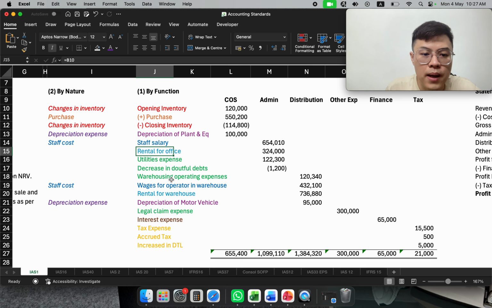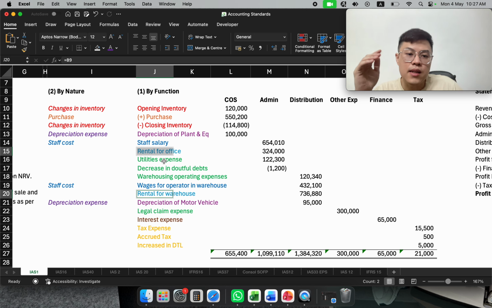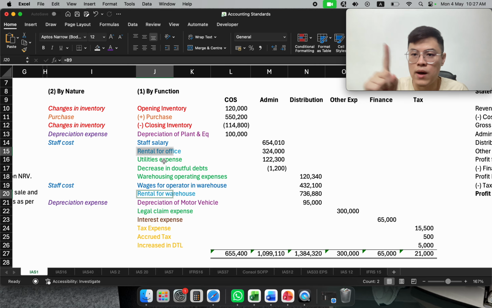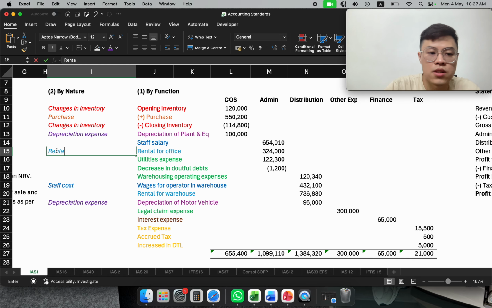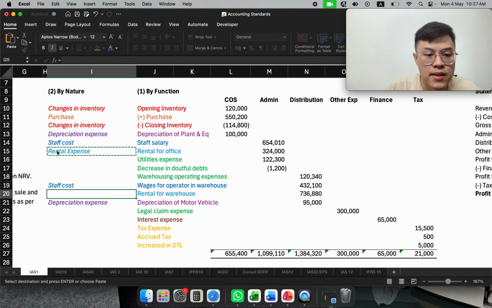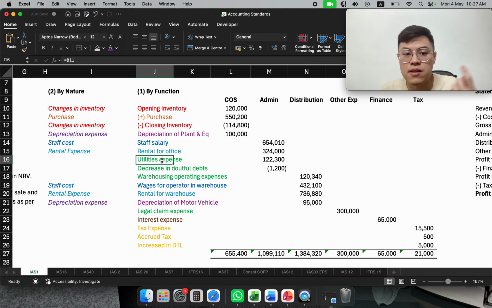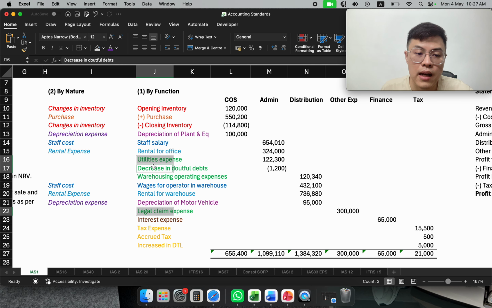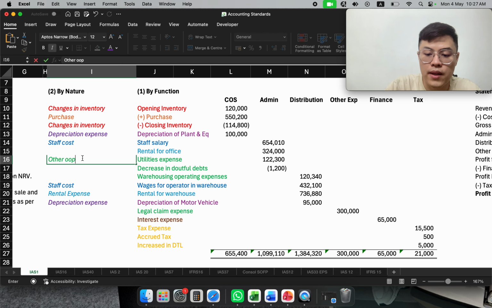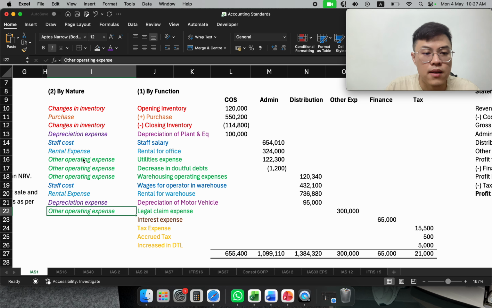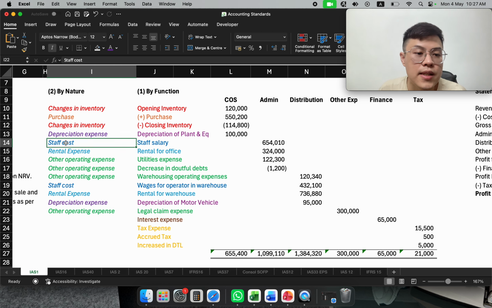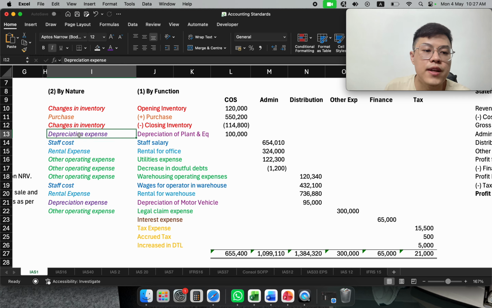And rental, sometimes we will classify it as one line. As long as you see there are multiple same names coming across in your list of SOPL items, you can group it as one line. Because it's significant, we will just classify this as rental expense. So both are rental expense. And all these utility expenses appear for one time, decrease of doubtful debt one time, and warehousing operating expenses. All this green color, we can put it under other operating expenses, depending on the items itself.